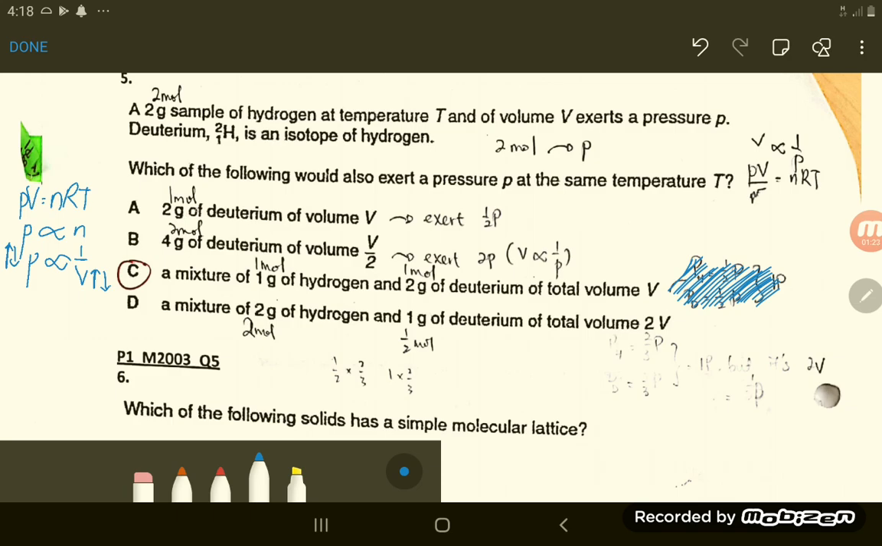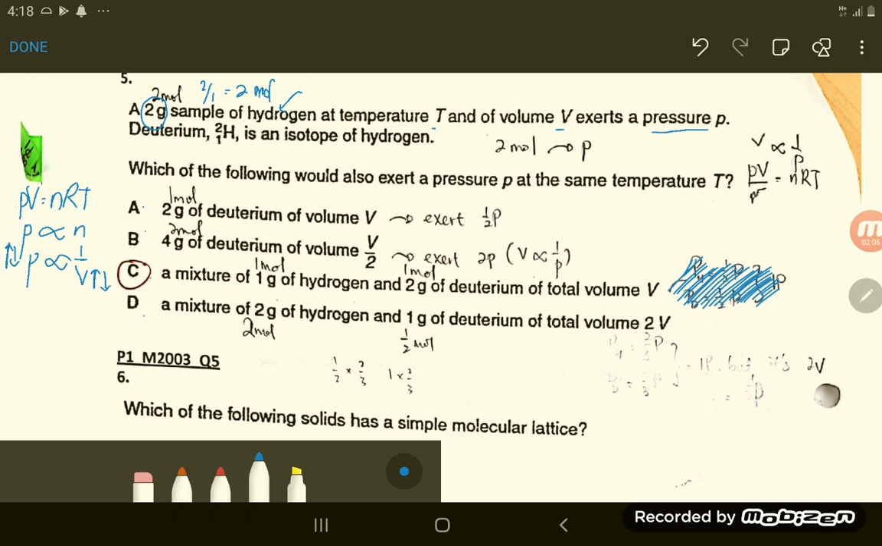Alright, so if you look at the following statements, you look at the first one, A, 2 gram of hydrogen. So first we need to calculate how many moles of the sample of hydrogen that the hydrogen exerts. So you have 2 grams divided by the Ar of 1 equals 2 mole. Alright, so what we are looking for, if the amount of gas from the statements A, B, C, D has 2 mole and has the volume of V and T, then it will exert the same pressure as the question here.